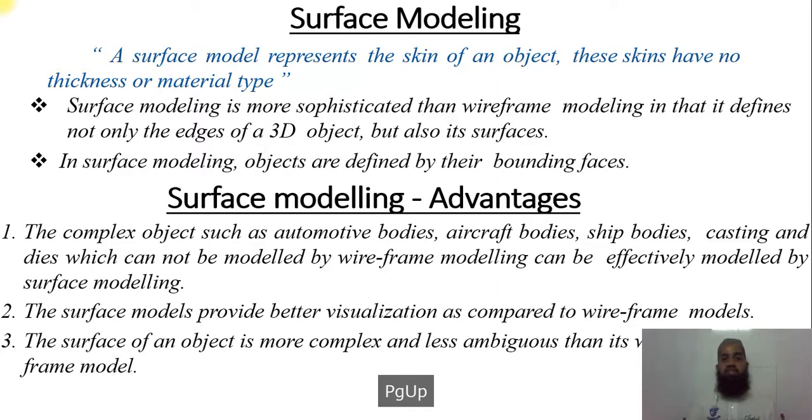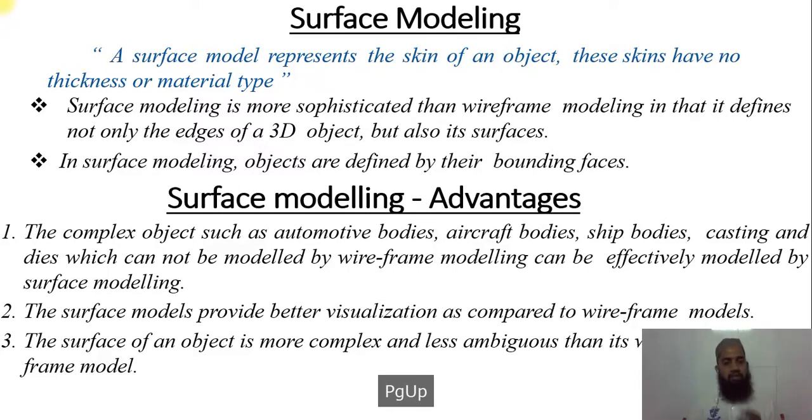In surface modeling, objects are defined by their bounding surfaces. As I said, it can be defined by points, and it can be defined by bounding faces also. First, the advantages of surface modeling: complex objects such as automotive bodies, aircraft bodies, ship bodies, casting and forging dies, which cannot be modeled by wireframe modeling, because in wireframe modeling we can only define the vertices as well as the points, but in all these cases the outer fabrication is always defined by surface modeling. That is the first advantage over wireframe modeling.